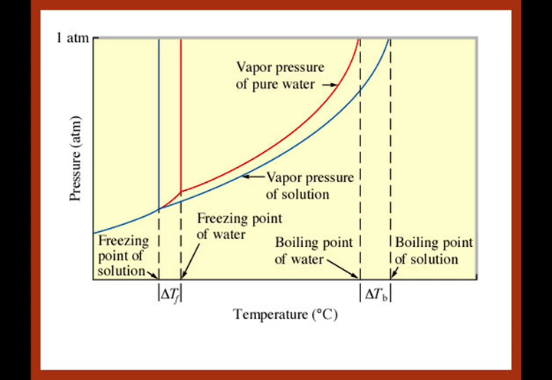So this is what we call the phase diagram of water. And if you'll notice, the vapor pressure of the pure water would have a higher phase change for boiling point, but it would have a lower phase change for the freezing point when I add something in it. And so that's just kind of for you to see how it affects that phase change.